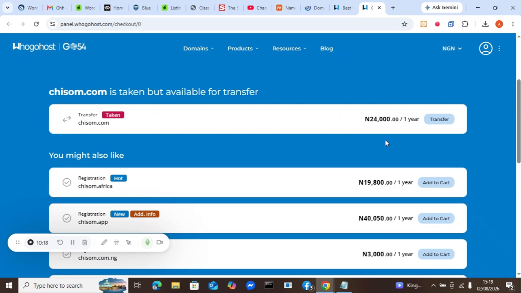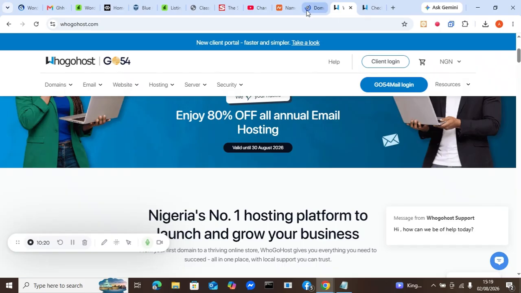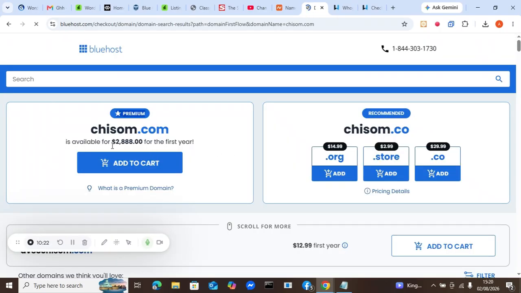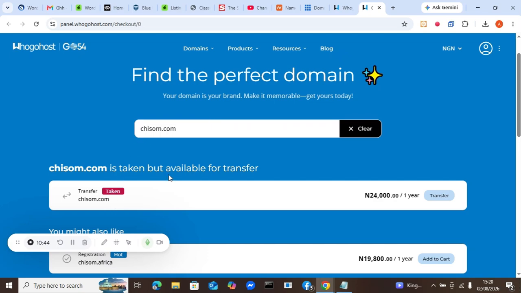And then this company says they are going to get it for you for $2,888, right? And this other company is also saying the same price for non-Nigerian. So this is a Nigerian name. So Nigerian is selling it for a cheaper amount, but these other guys are selling it for a more costly amount. But the concept here is that it is available for you to purchase. That's our names as well.